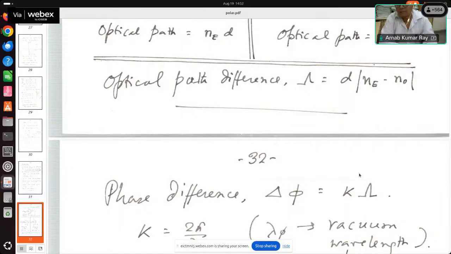Phase difference is path difference. In this case, optical path difference, or rather, I'm sorry, just a minute. I'm sorry, the mic has come off. Can you all hear me clearly? Yes, we can hear you. Oh, okay. I'm sorry, the mic just kind of fell off.